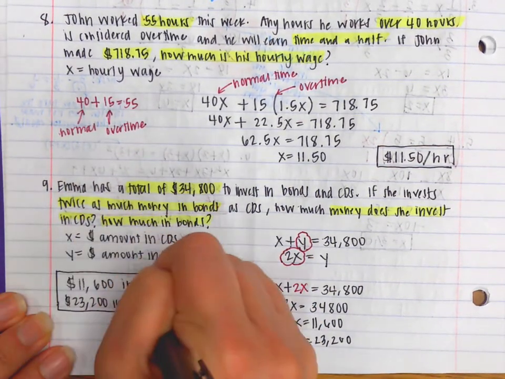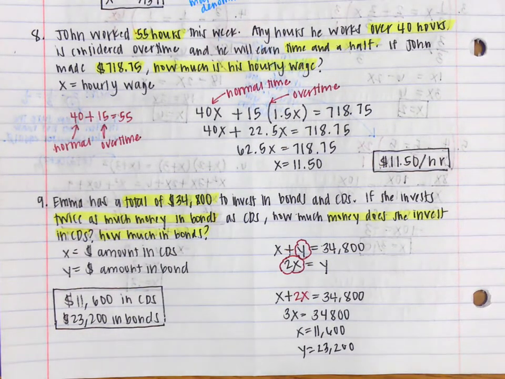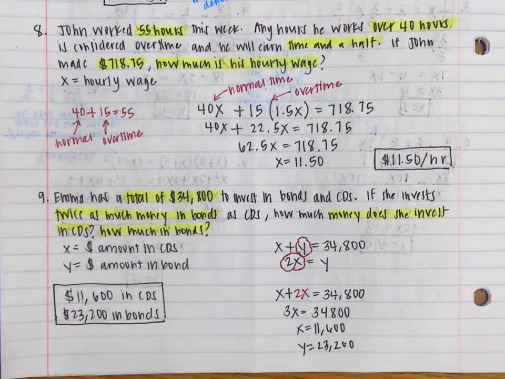Now make sure it makes sense. Do these add up to her total amount? Is there a negative number? A negative number wouldn't make sense. That simply just doesn't make sense in a real world type of situation.